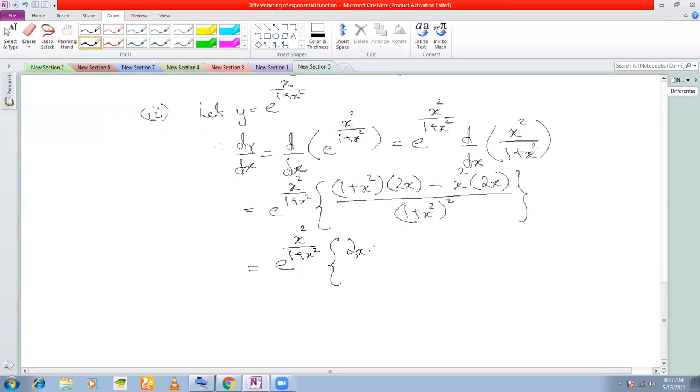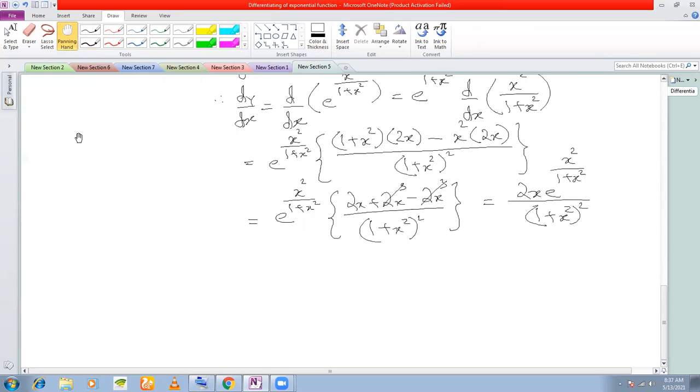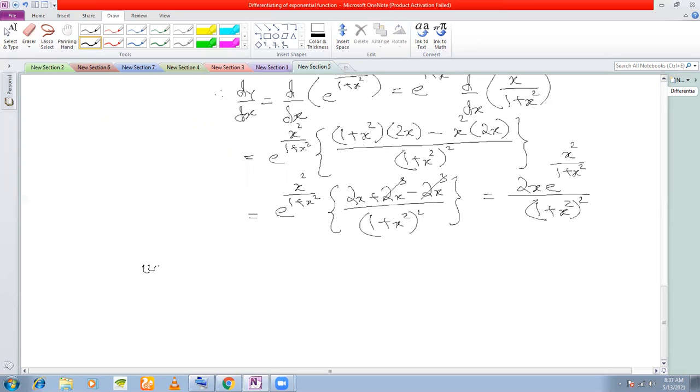You get 2x plus 2x cube minus 2x cube divided by 1 plus x square whole square. So this and this will cancel off. You simply get 2x e to the power of x square by 1 plus x square divided by 1 plus x square whole square, and that is your answer. And the last sum, I'll continue next week after this.